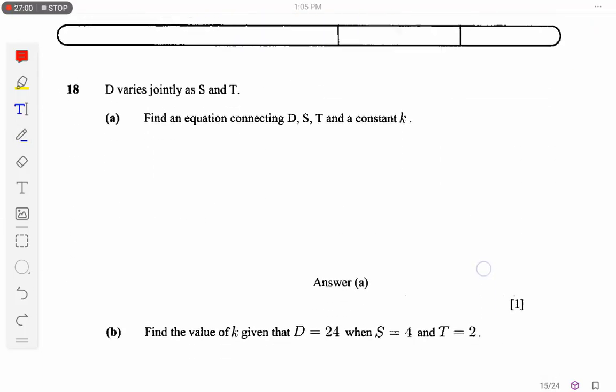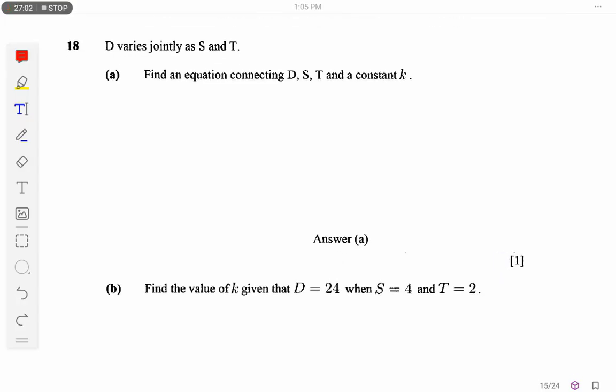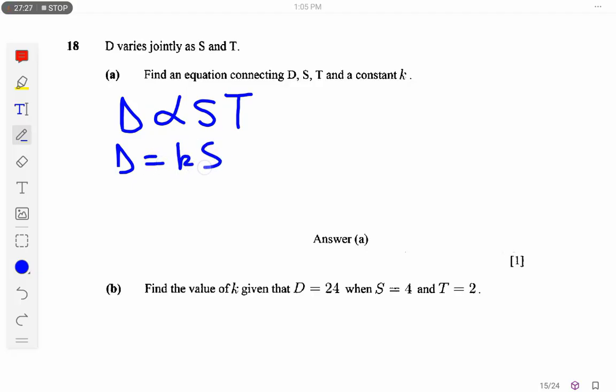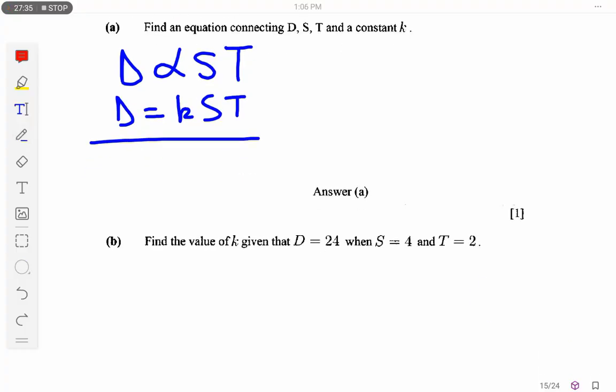Let's move on. Then here we have got a joint variation. D varies jointly as S and T. So when we are to write this one, we can simply say our D varies jointly as S and T, like that. Then we introduce a constant, which I can say K there. So this is going to be D is equal to KST. Okay, we are done there. Let's move on to the next part.